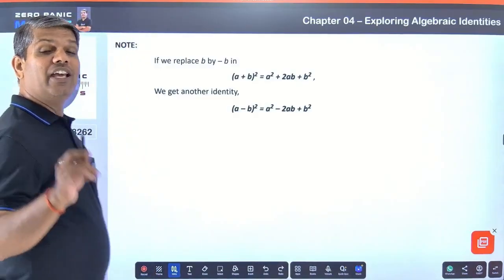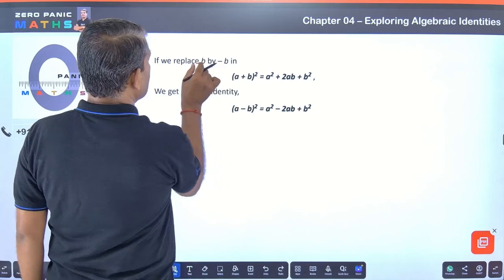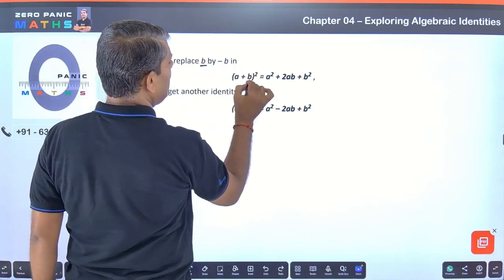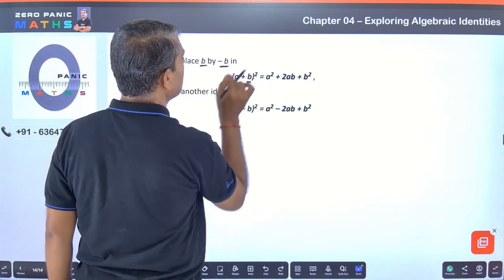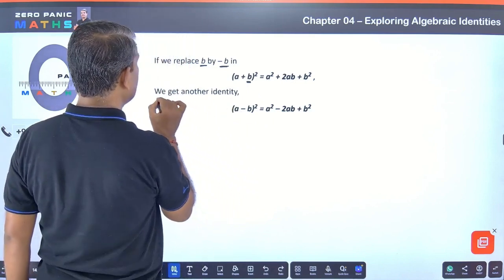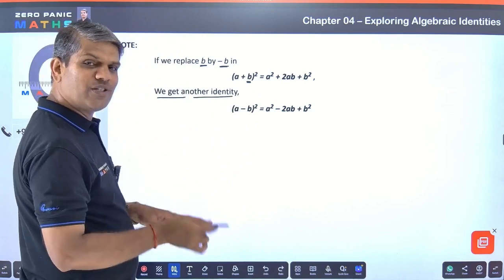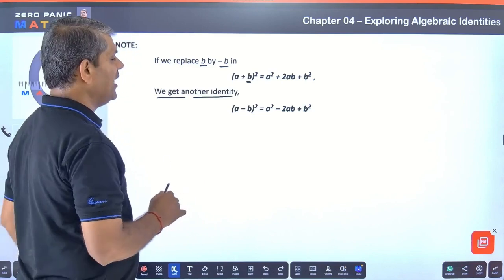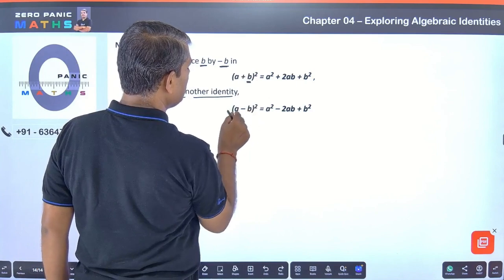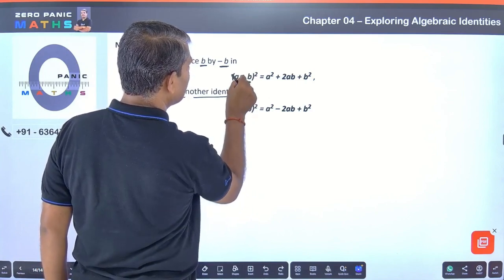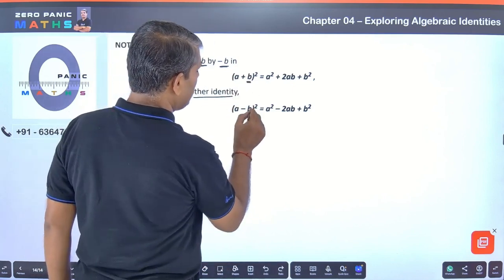Now here comes another algebraic identity. If we replace b by minus b, what happens? We will get another identity, and I hope you know this identity also, that you might have studied in class 8. It is a minus b whole square, because I'm replacing b with minus b, so the plus sign also becomes a negative sign.